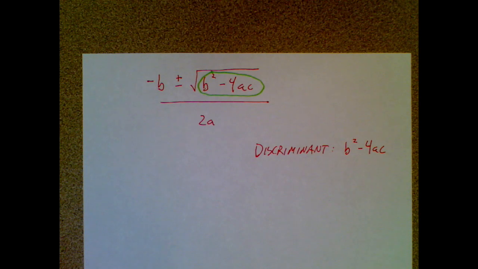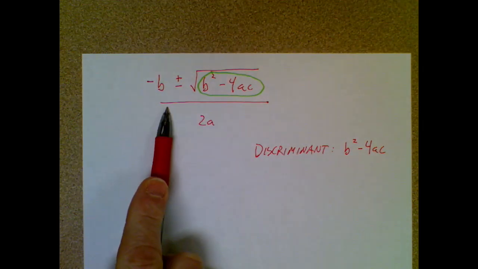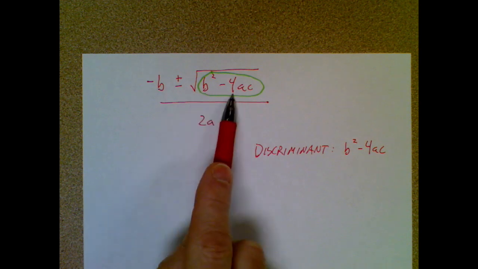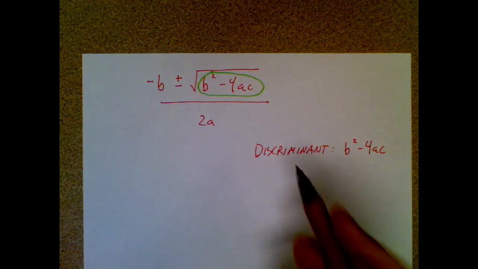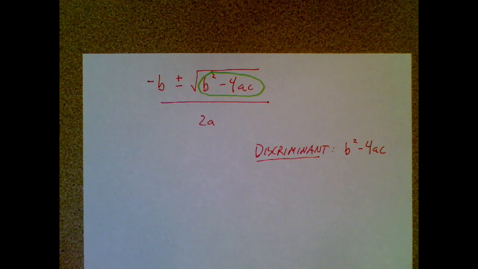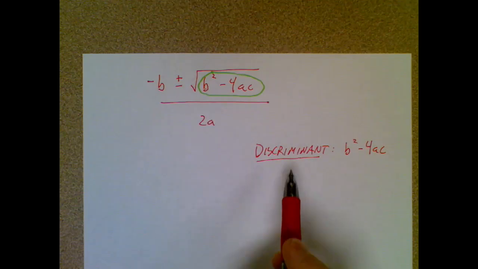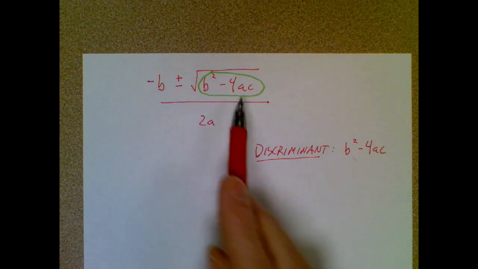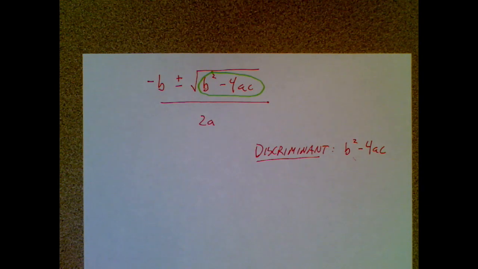A quick side note about vocabulary. When you're working with the quadratic formula, inside the square root, the b squared minus 4ac, the vocabulary word for that, often used in math circles, is the discriminant. So when the discriminant is negative, you can't square root a negative, you have no solution.